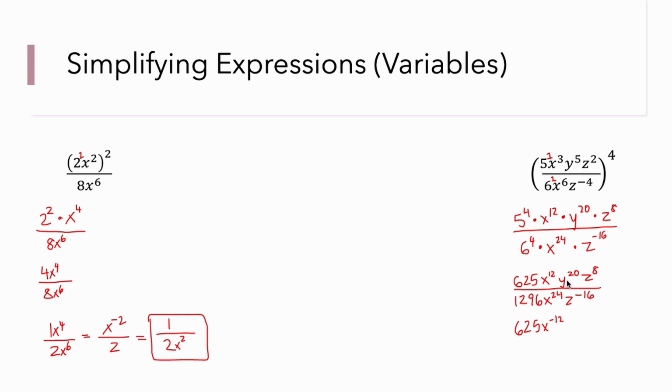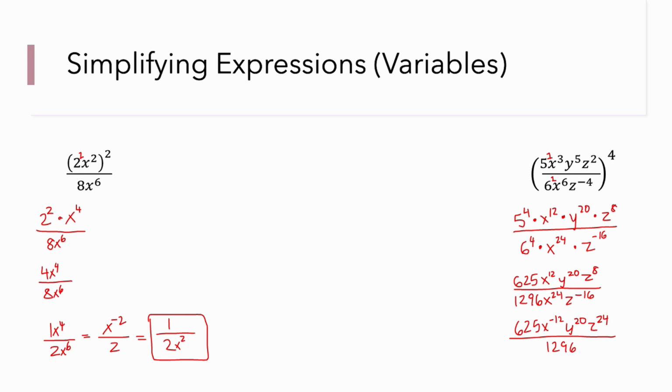Since there is no y that we can divide by on the denominator, we will leave the y alone. So we have it as y to the 20th. And since we have z on the denominator and the numerator, we can divide those. Z to the 8th divided by z to the negative 16th. We subtract the exponents. 8 minus negative 16. Subtracting a negative is equal to adding a positive. So 8 plus 16 is equal to 24. And we have z to the 24th over 1296. The x and the z we've already removed by dividing them, so we have 1296 on the denominator.